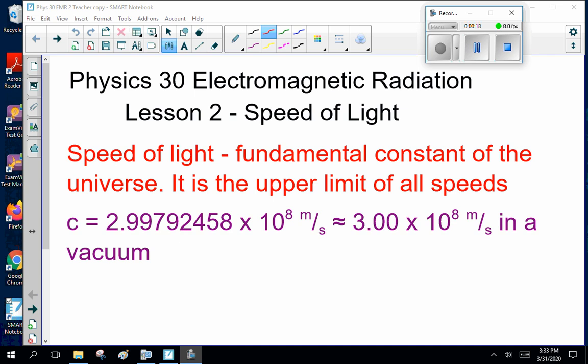Our best measurement of speed of light is 2.99792458 times 10 to the 8 meters a second. However, normally we talk about it as 3 times 10 to the 8 meters a second in a vacuum. Now notice I say in a vacuum because the speed of light can be slower than that. And we will talk about that later. But right now we're just measuring speed of light. How do we do it?